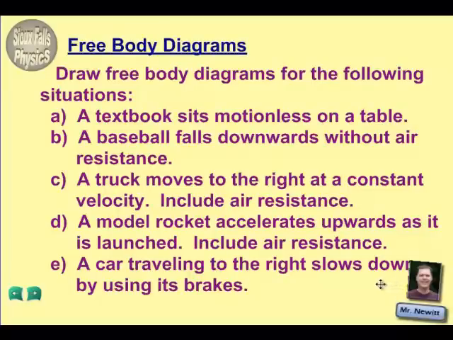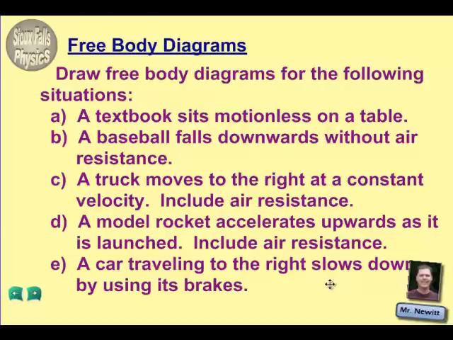We're going to do some free body diagrams with you here today. So we got 5 different scenarios here. And what we want to think about is a free body diagram is a diagram where we are going to draw all of the forces that are acting on the object. So let's look at situation A here.